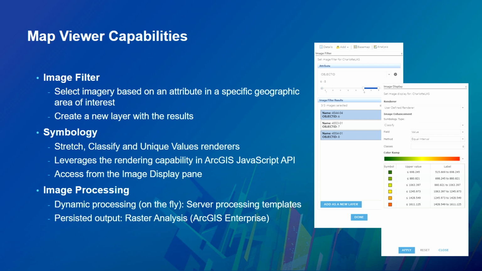For the image processing capability, there are two different approaches. One is the dynamic processing, which uses the rendering rule property of the layer. The image can be processed on the fly as the server is processing it in its viewing resolution. Another approach is using raster analysis to produce a persisted output, which is in the source resolution of the imagery, so it's lossless. Then I want to talk about the raster analysis in detail.